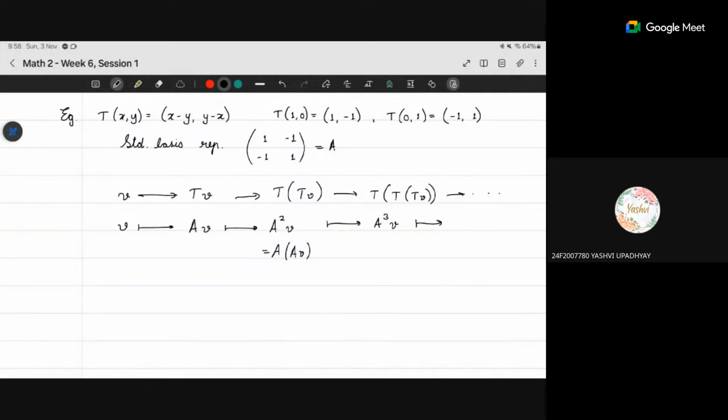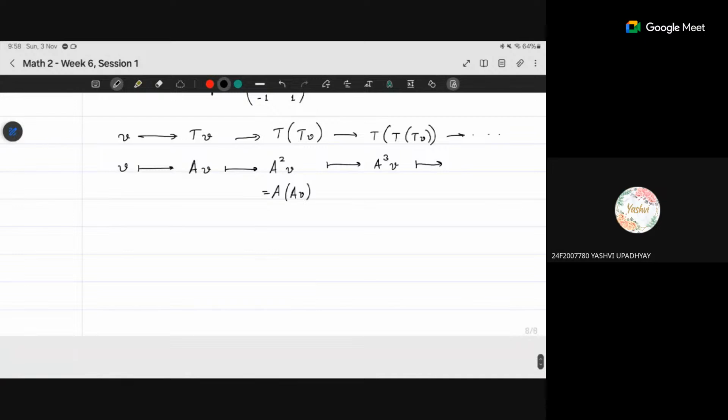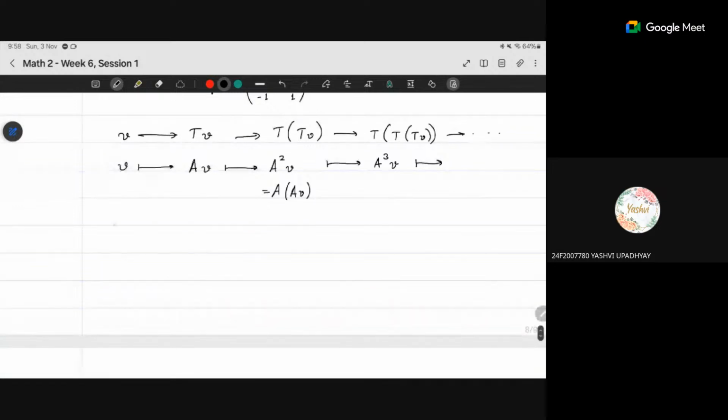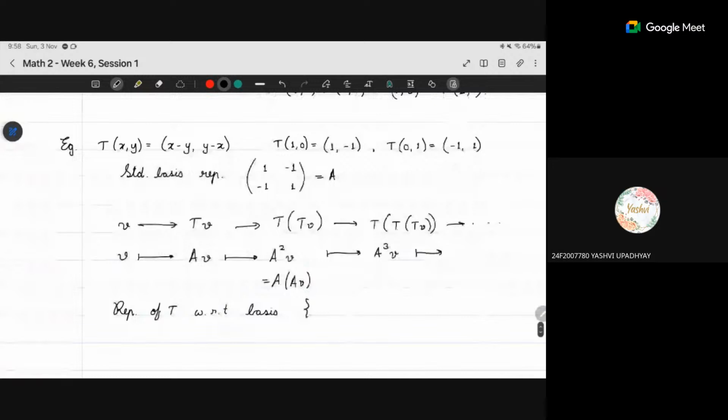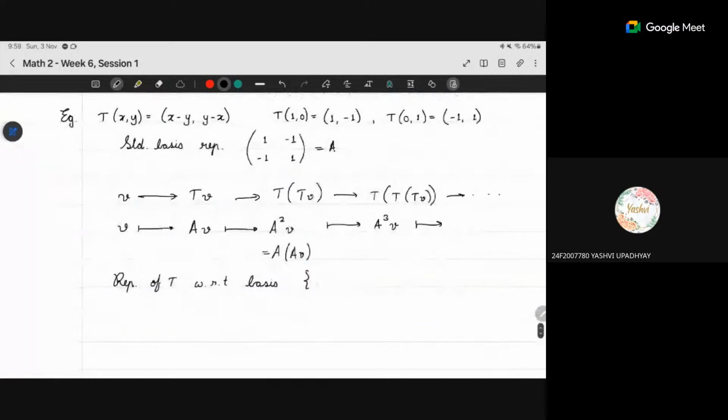But then you look at the representation of T with respect to the basis. Let me see what I want. I want 1 minus 1 and 1, 1.